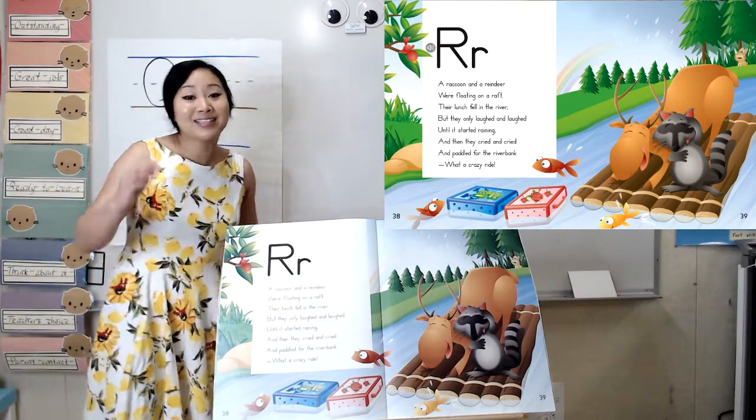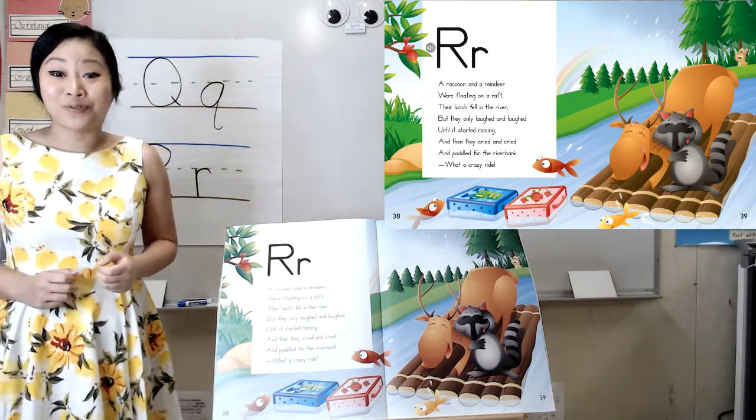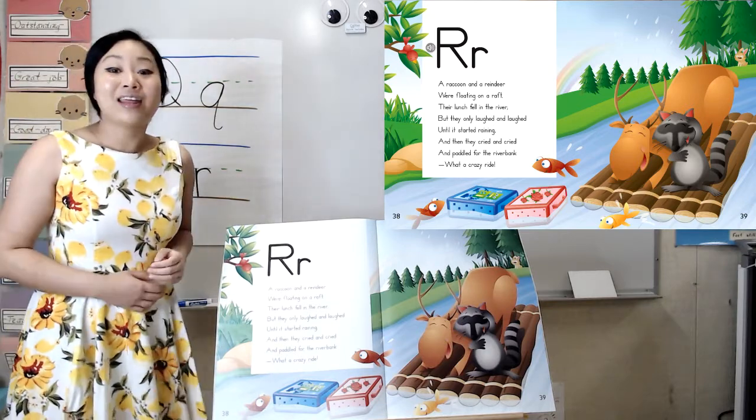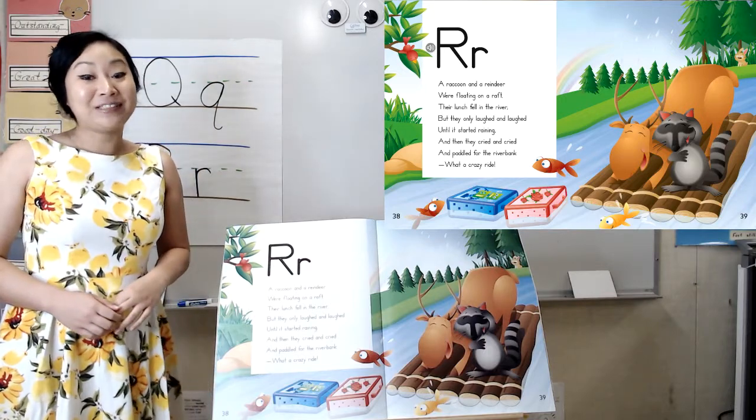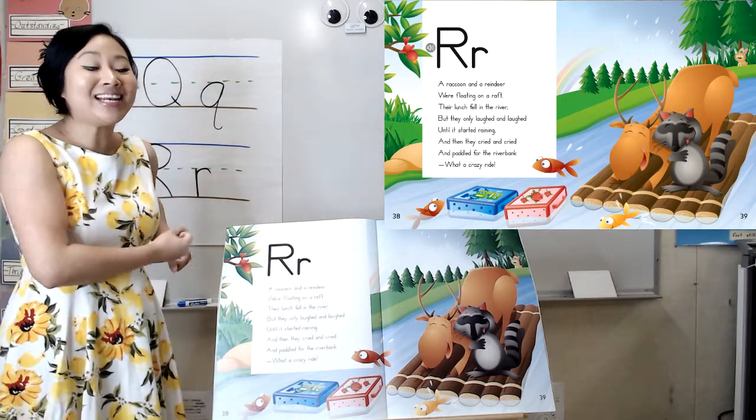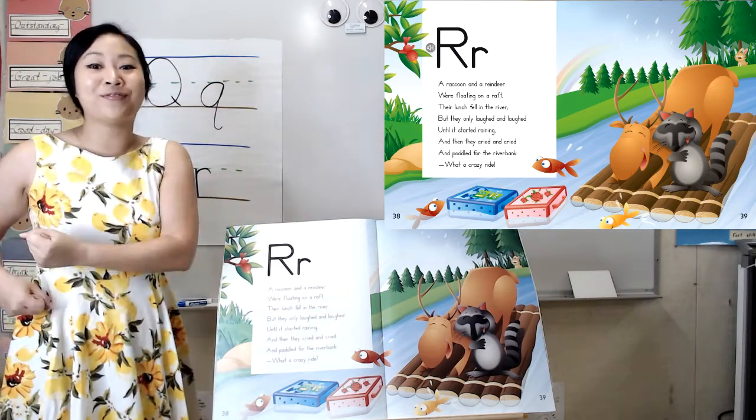All right, friends, ready? A raccoon and a reindeer were floating on a raft. Their lunch fell in the river, but they only laughed and laughed until it started raining, and then they cried and paddled for the riverbank.